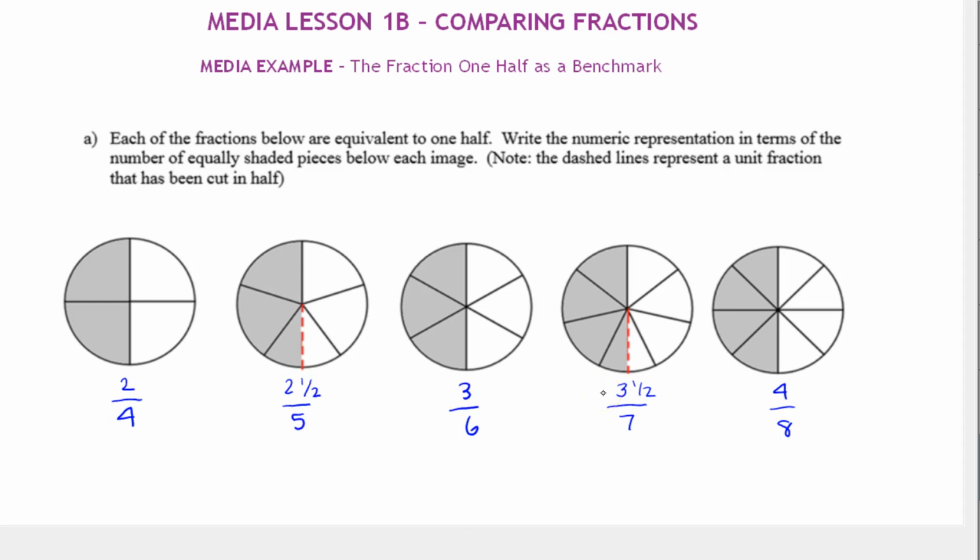So another way to think about this that's going to be useful is if you want to know the equivalent fraction to 1/2 with any denominator, you can just divide the denominator by 2. So notice 4 divided by 2 is 2. 5 divided by 2 would be 2.5. 6 divided by 2 equals 3. 7 divided by 2 equals 3.5. 8 divided by 2 equals 4.